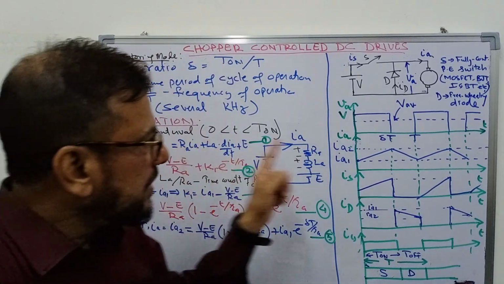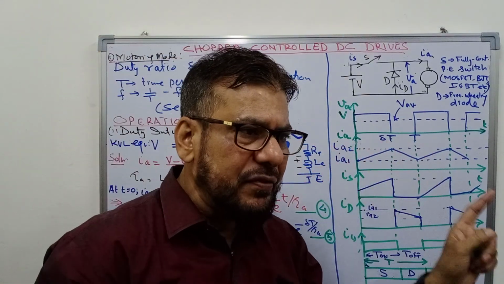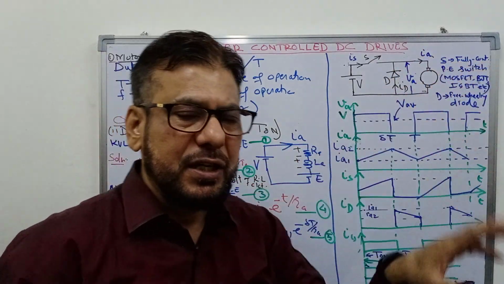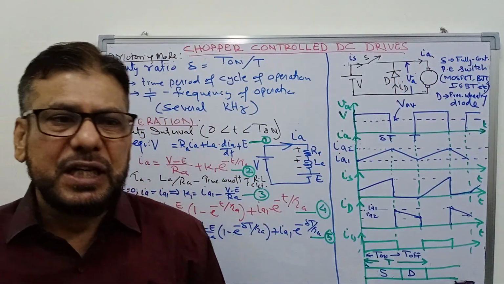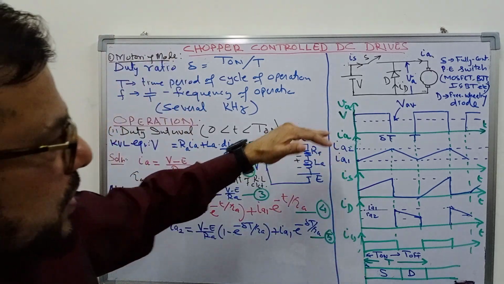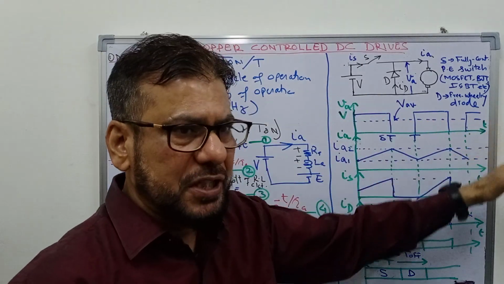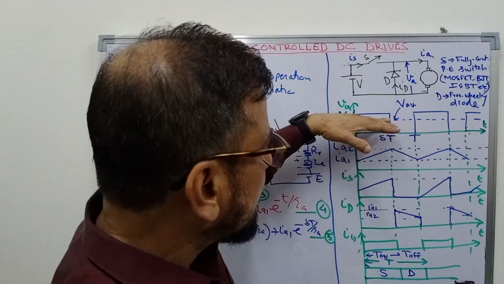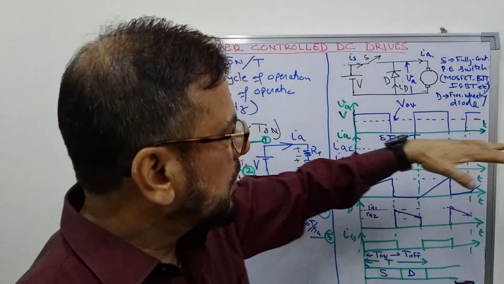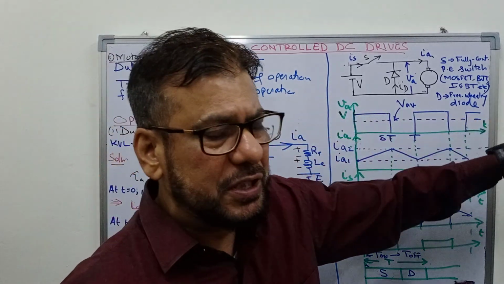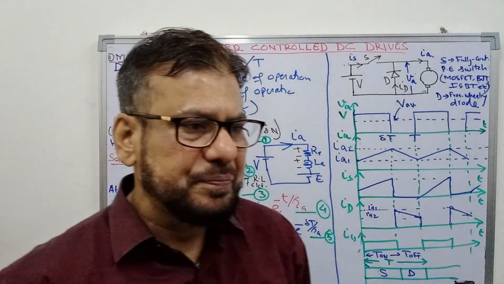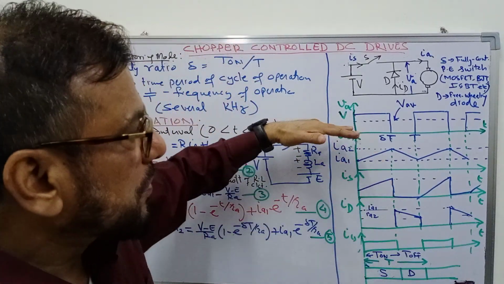And as I have said earlier, this is done at a very high frequency, and the motor being a mechanical device having a large mechanical time constant, it will not respond to this quickly changing voltage. It will rather respond to the average value of this voltage that I have shown here, V average. So it will respond to the average value of the voltage and attain a certain speed corresponding to this voltage.